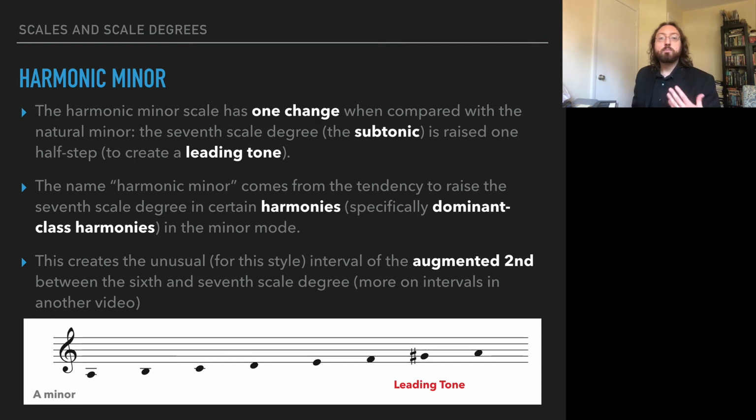And here the name harmonic minor comes from the tendency to raise the 7th scale degree in certain harmonies, specifically dominant class harmonies. If I added an E and a B, we'd get a dominant class chord that wants to resolve to the tonic. This will also create the slightly unusual interval of the augmented second between the F and G sharp, between the 6th and 7th scale degrees. We'll talk more about intervals in another video.